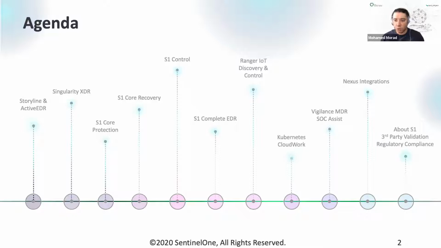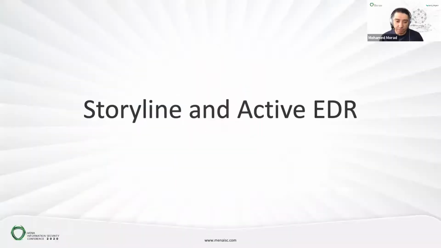The first component is the core, which includes protection and recovery, control, complete, IoT discovery and control, Kubernetes managed cloud workloads, and MDR, which is our SOC assist services, Nexus integration, and the powerful API platform that we have, and finally the S1 third-party validation and compliance. So we will start with the storyline and Active EDR.